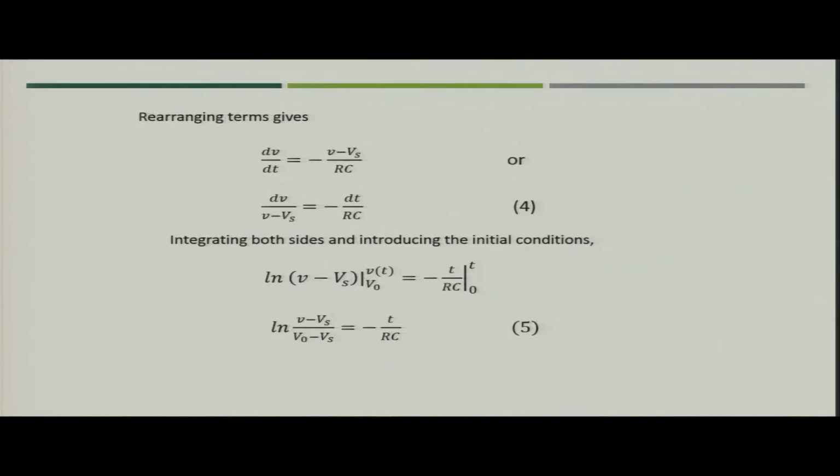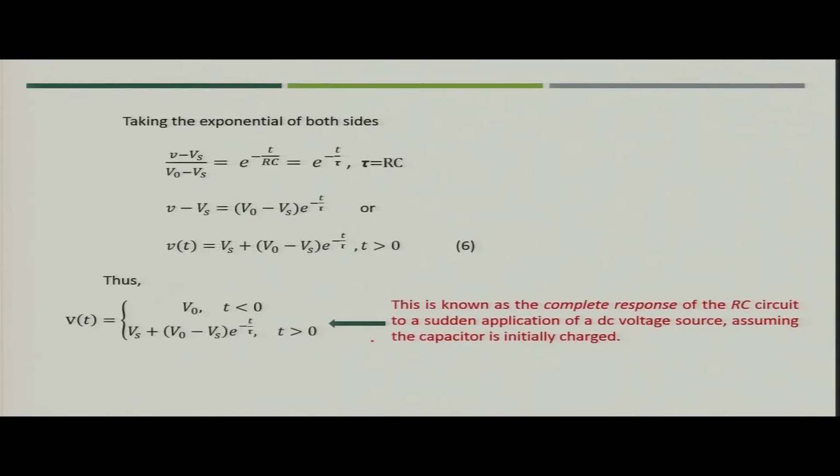Now, when we derived it, we came to know that the voltage at any particular time t, v(t), is V naught when time is less than 0. We assume that the capacitor is initially charged with some voltage V naught, and when the switch is closed, the response of the voltage for time t greater than 0 is Vs plus (V naught minus Vs) into e to the power minus t by tau. This is what we discussed yesterday in our lecture.